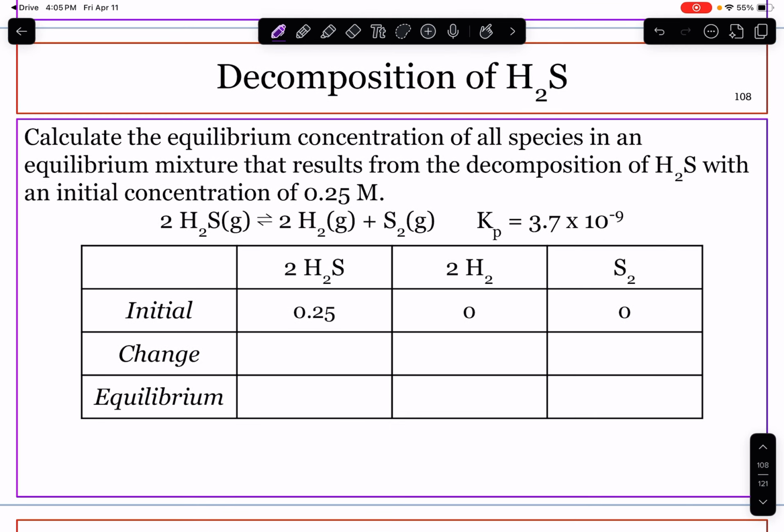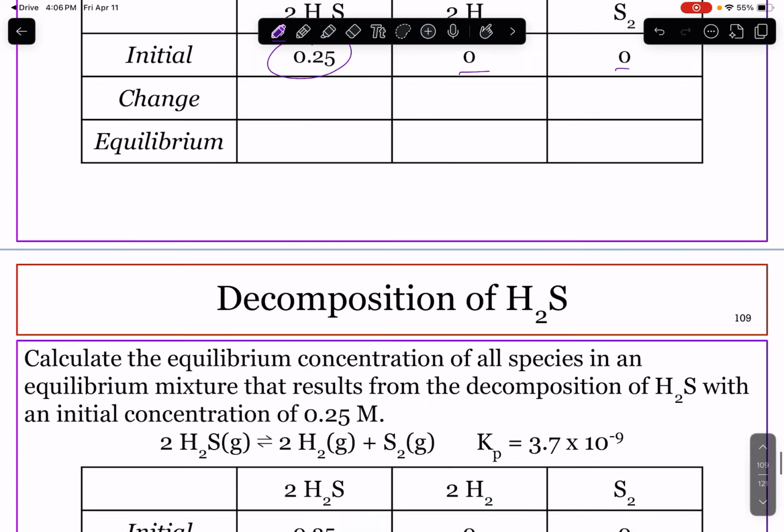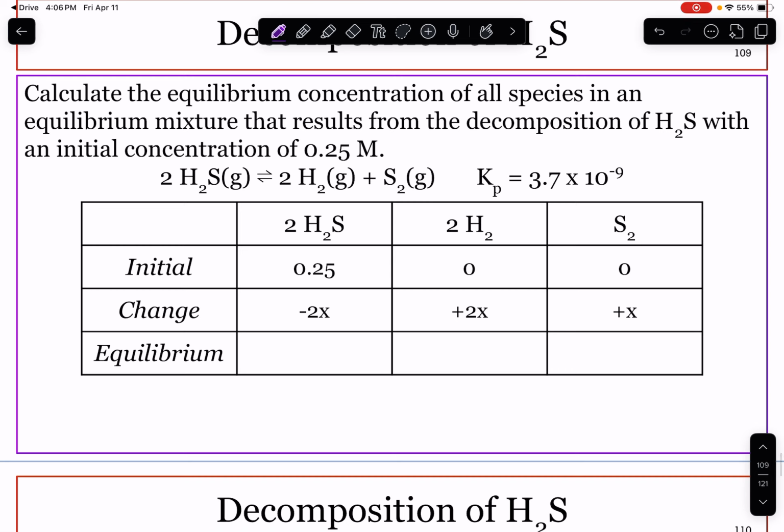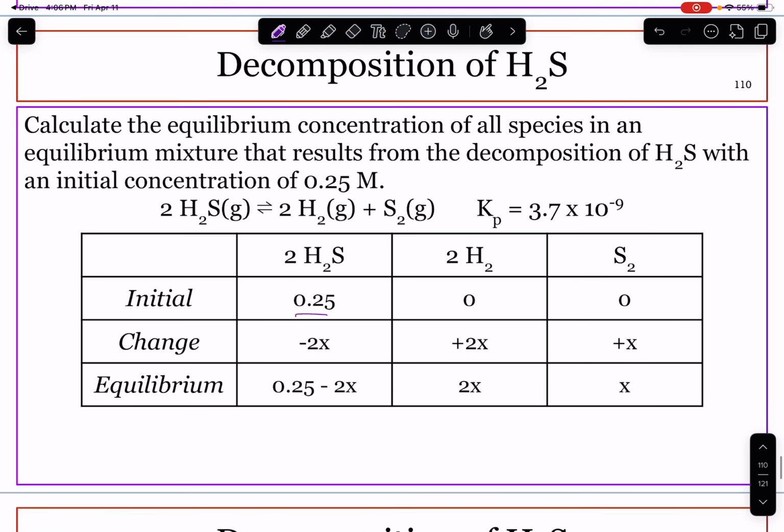Here's the initial. We only have 0.25 molarity of the reactant and 0 of each of the products. Fill in the change row. Coefficient of a 2 means minus 2x for the reactant. Coefficient of a 2 means plus 2x for the product and plus x for the other product that has a coefficient of a 1. Initial minus 2x is 0.25 minus 2x. 0 plus 2x equals 2x. Initial plus change equals equilibrium.